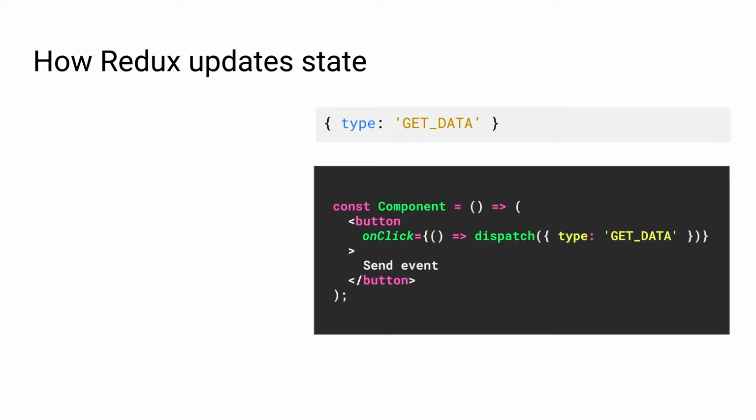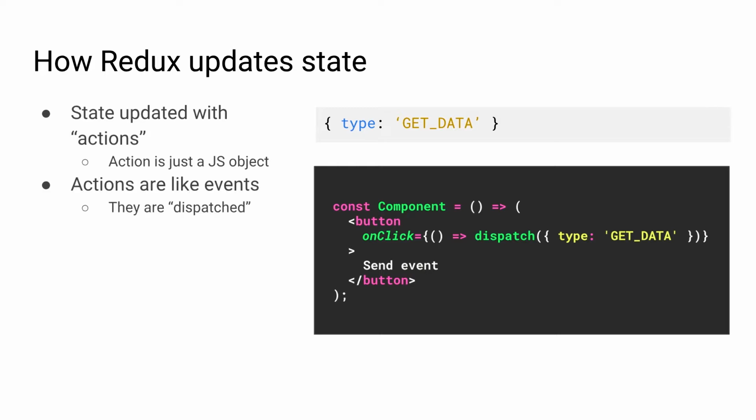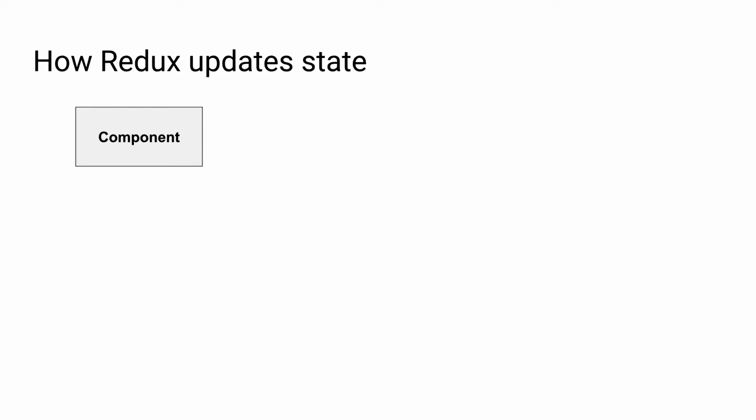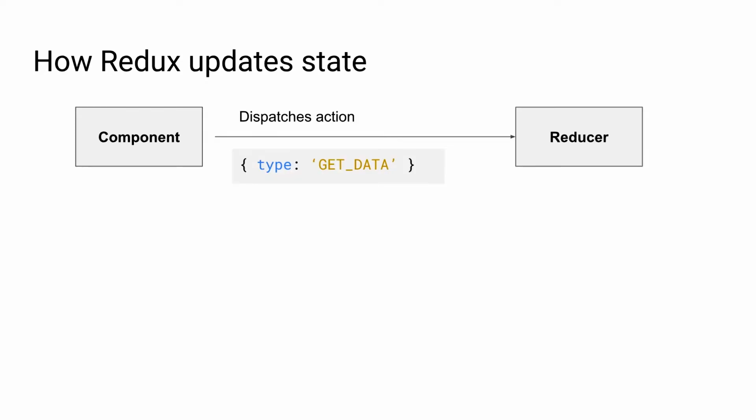So how does Redux update state? It updates your state with what they call actions, and they're just JavaScript objects. This is an example of an action. It has a type, get data. Actions are a bit like events. They're just dispatched from your components. So where are they dispatched to? A component will dispatch an action to a reducer.